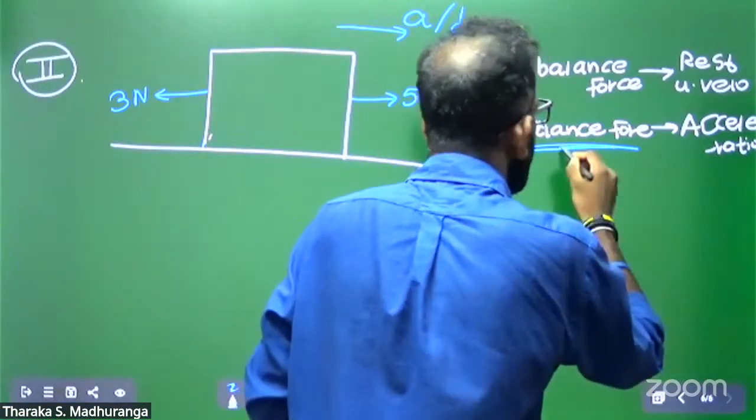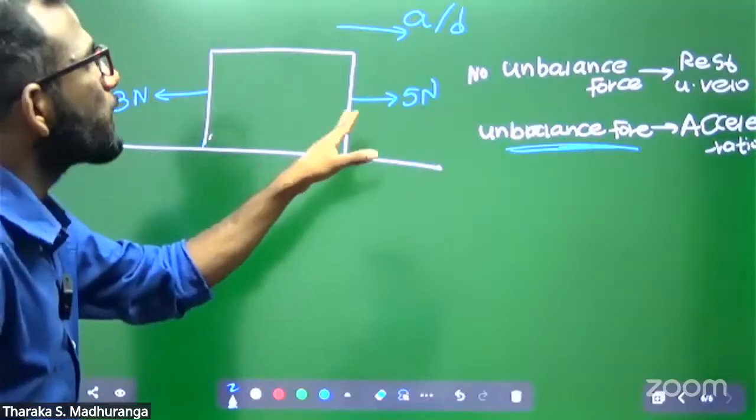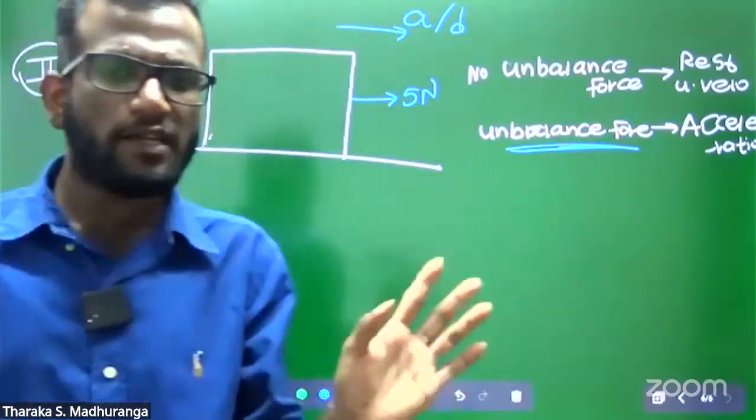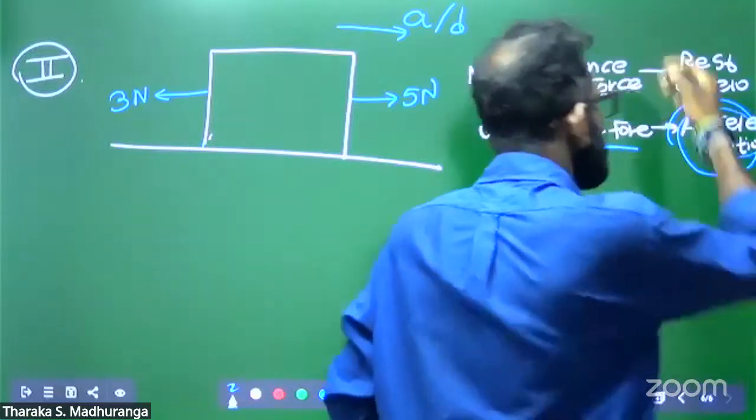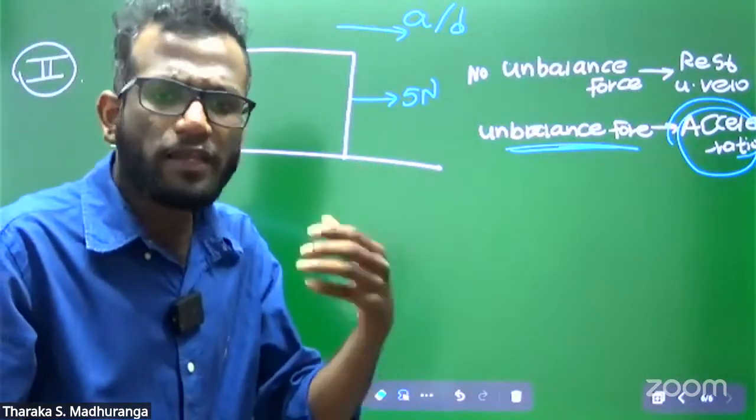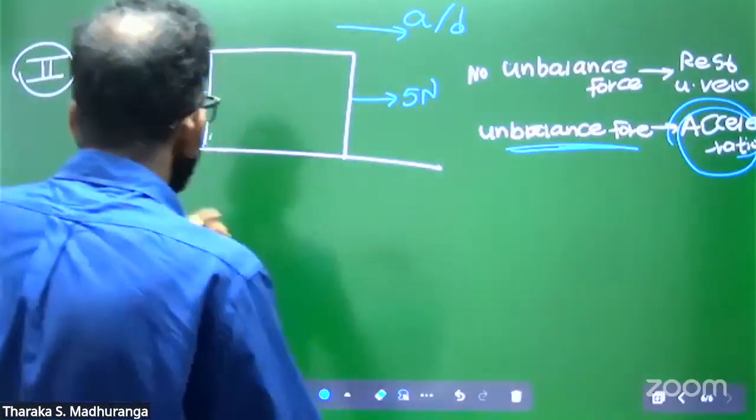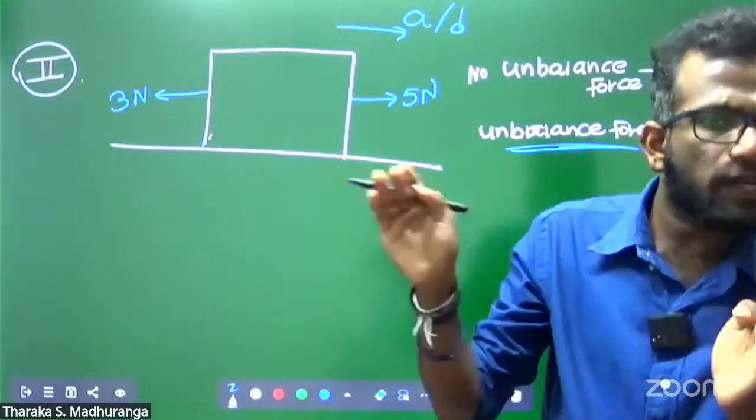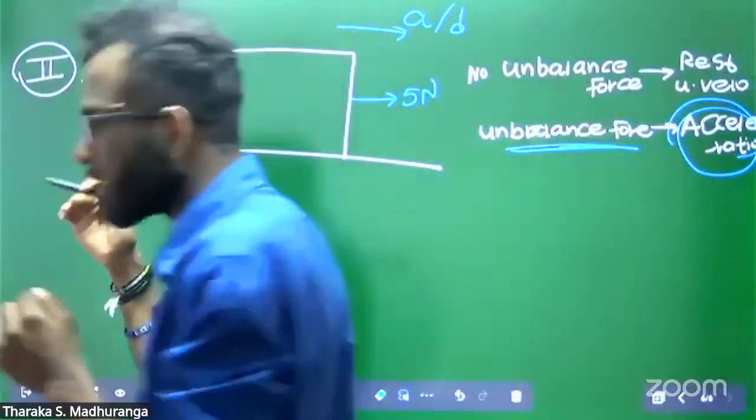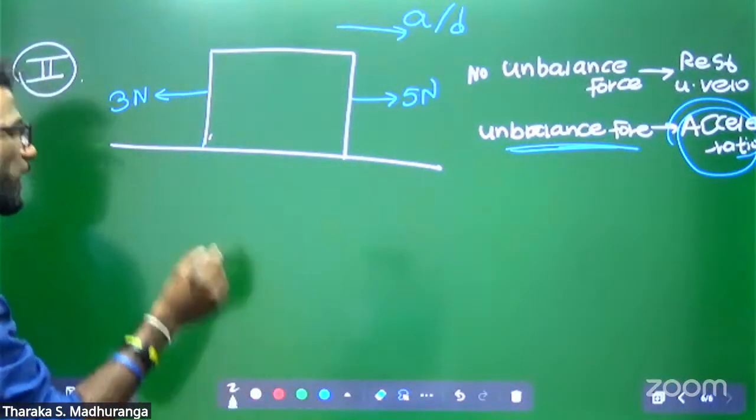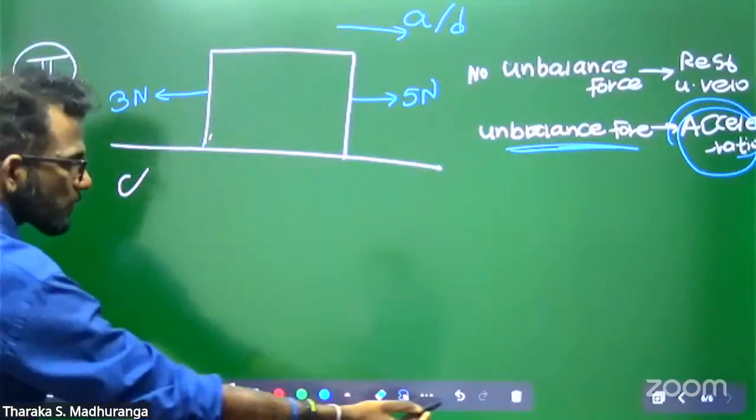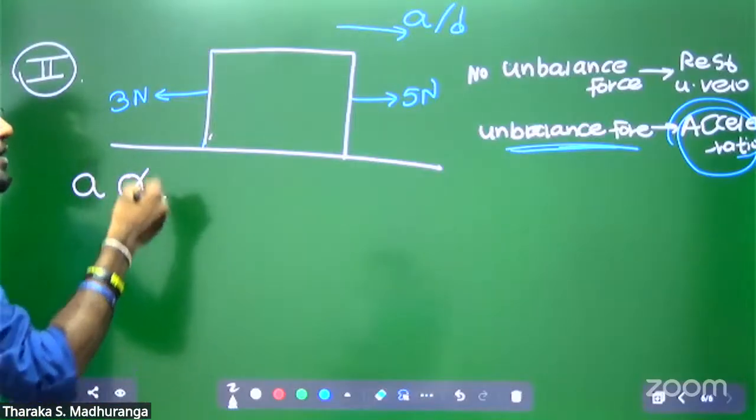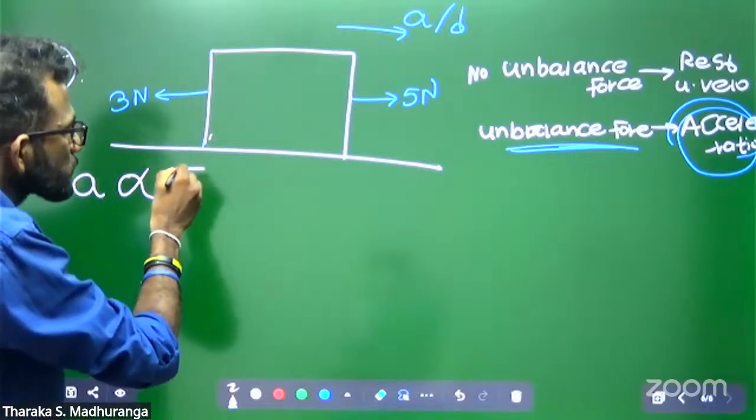Okay. If there is no unbalanced force, it is at rest or uniform velocity. If there is an unbalanced force, it is exactly acceleration or deceleration. Deceleration is also minus acceleration. Therefore, we can commonly say it is accelerating. Now, that's not actually Newton's second law. Newton's second law is, if an unbalanced force is acting on any object, it is exactly accelerating. Then this acceleration, simply A, is directly proportional to the external force.